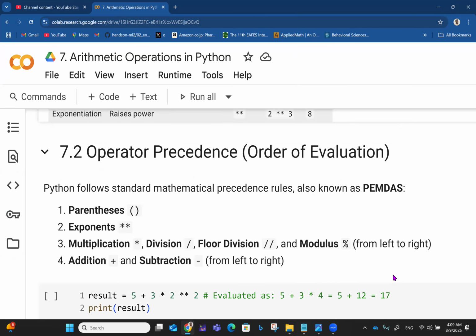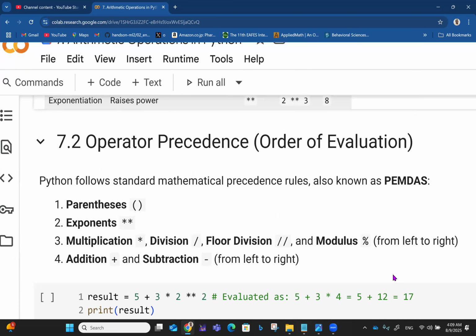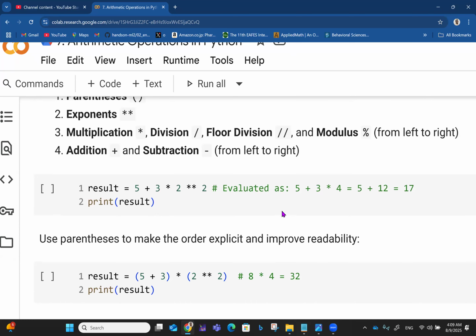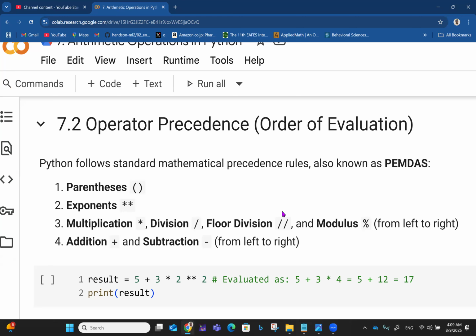So next, we need to understand the idea of PEMDAS or BODMAS in some contexts. In what precedence should you carry out operations? If you have many operations at the same time, how should you proceed? So that's talking about order of evaluation. Python follows standard mathematical precedence rules, also known as PEMDAS. It's more like the American term, while BODMAS is maybe more British, I'm not sure. But we have PEMDAS and BODMAS, and I think at their core, they are basically the same.